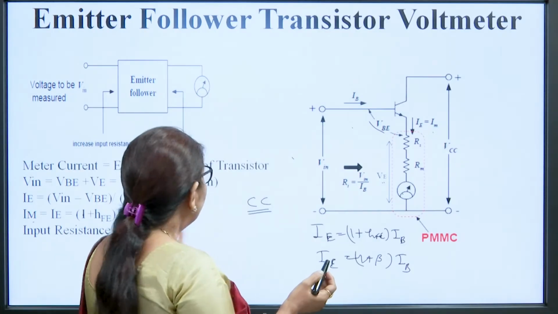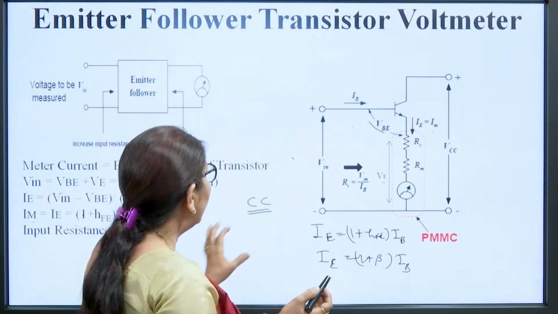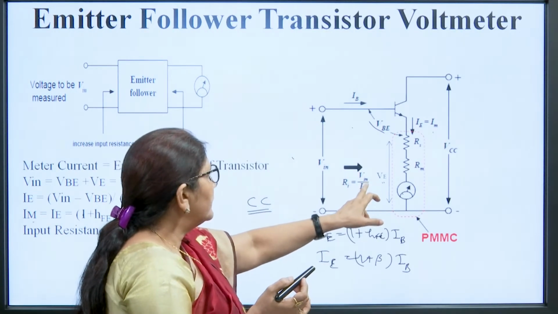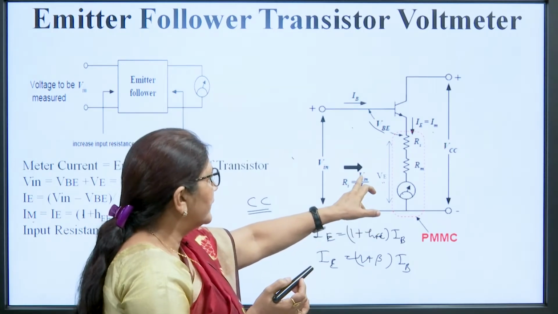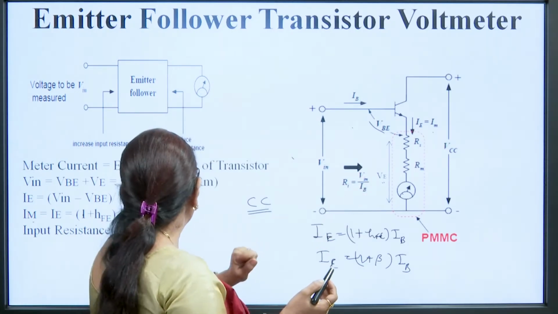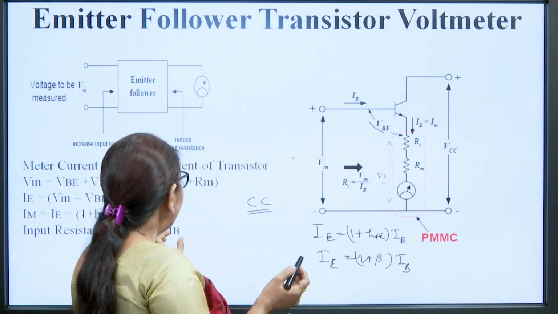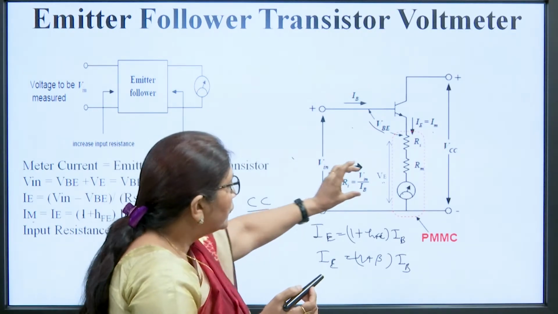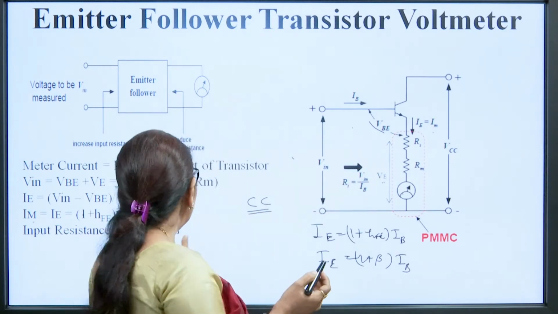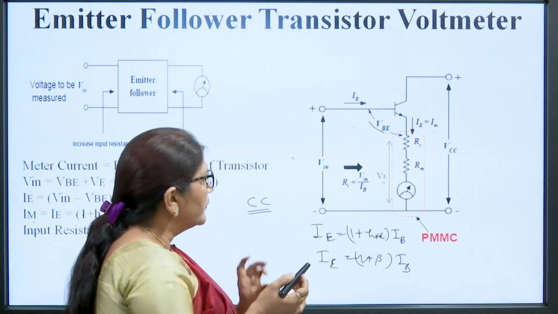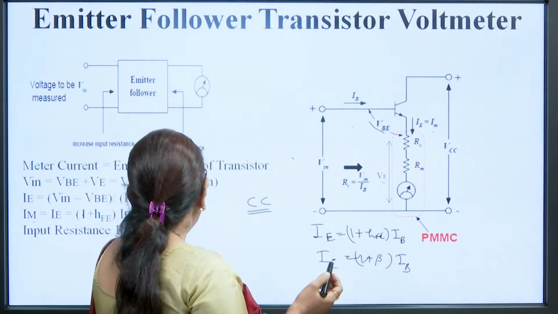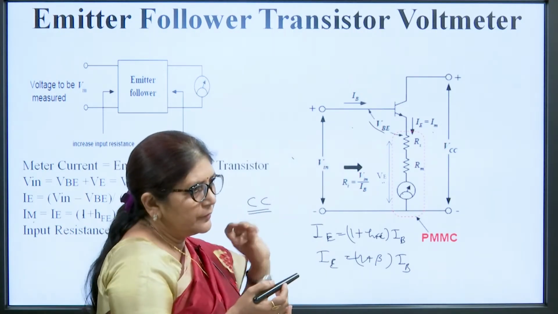Now, the input resistance offered by this meter will be the input voltage divided by the input current, that is V input by IB. So, this is the input resistance. We can see the IB current is very small with respect to the IE current. So, the input resistance is increased approximately 100 times by using this transistor.